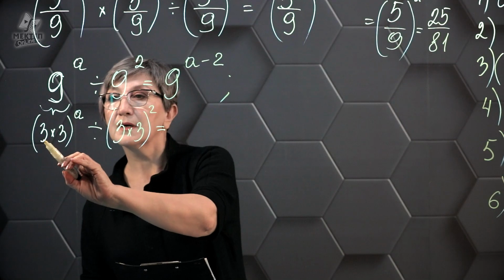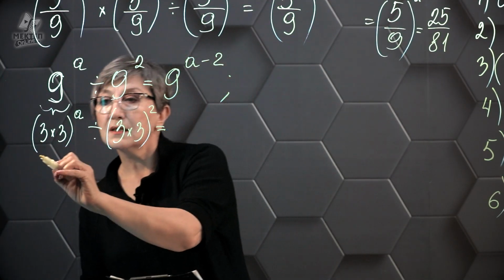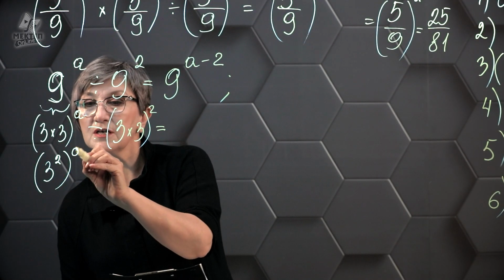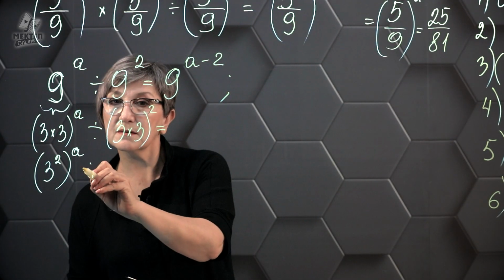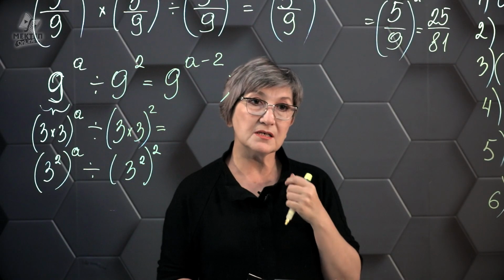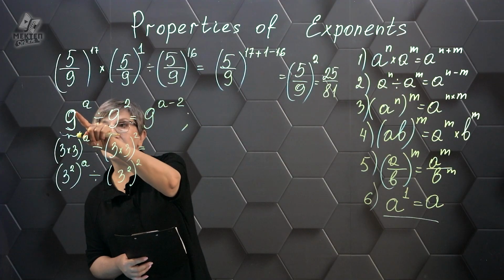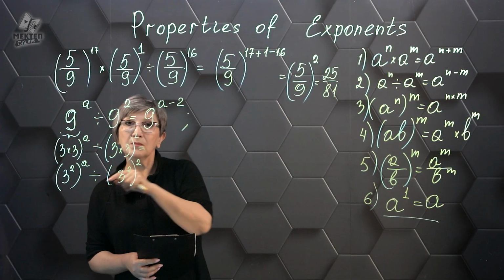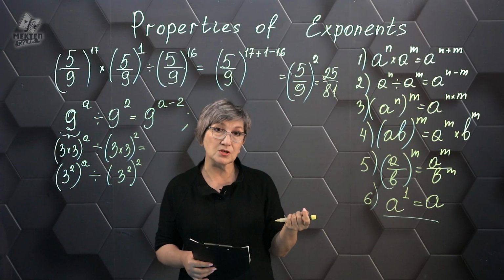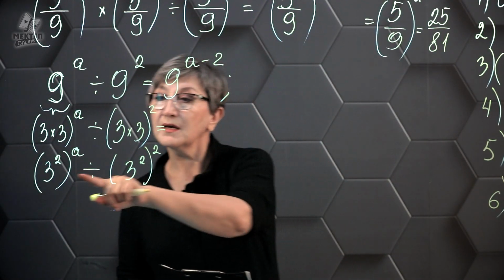What do we end up with? 3 times 3 is 3 to the second power. Let me write down 3 to the power of 2, and this whole expression to the power of a, divided by 3 to the power of 2, and again to the power of 2. Notice I've changed the base of the degree. It was 9. It's now 3 squared. We can transform the expression depending on what answer we want to get. But the answer is the same. It's just written in a different form.